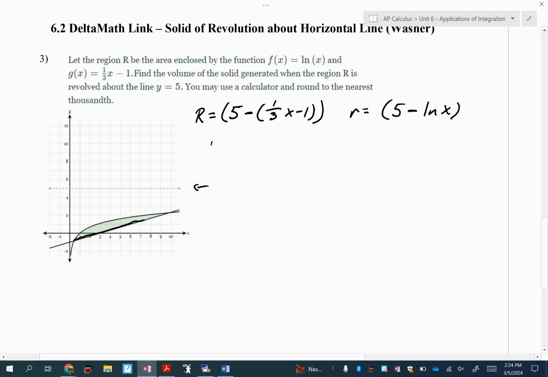All right, let's clean up the uppercase R. What is 5 minus a negative 1? It's 6. Thank you for that. I'm not going to do anything to my lowercase r since it's just the natural log of x. Okay, here's my setup.